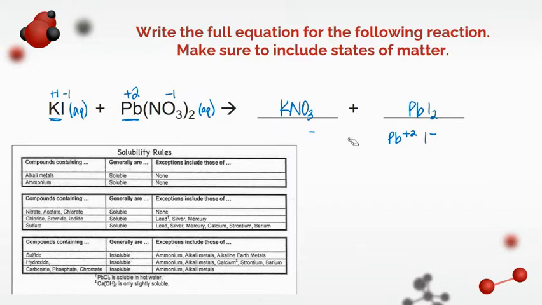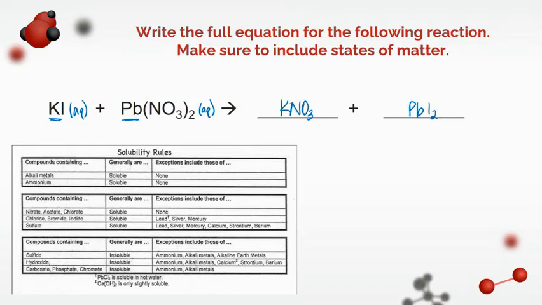So it does not matter if when you predicted your products, you had the first product as lead iodide and then you had potassium nitrate. That doesn't matter. It just matters that you have them both predicted correctly. So now our next step is to use the solubility rules to figure out which substance is insoluble. So let's look at this first product.